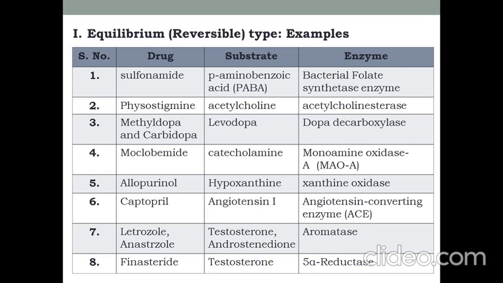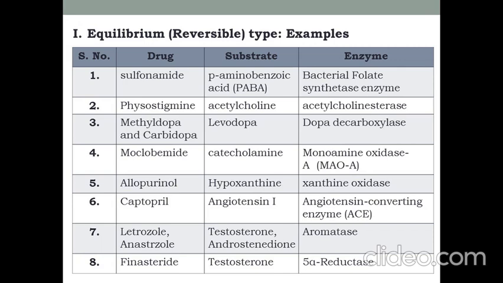First example is sulfonamide. Sulfonamides are the antibiotics which are used to kill the bacterial cell. So sulfonamide mimics the structure of PABA, that is para-aminobenzoic acid, and sulfonamide binds to the bacterial folate synthetase and finally inhibits the bacterial DNA RNA synthesis and inhibits the bacterial cell growth.